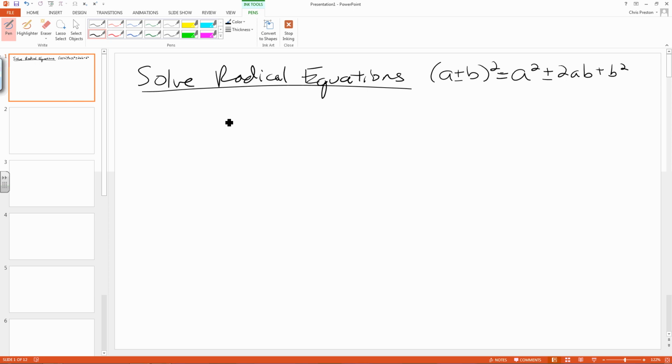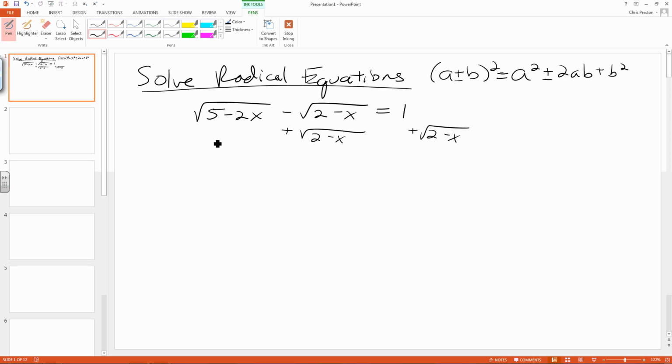So let's say I wanted to solve a problem that looked like 5 minus 2x minus the square root of 2 minus x equals 1. I want to solve that. So when we talked about square roots before, what we said is we need to isolate one of the roots. So I'm going to move this one over so that I get this other one by itself. It doesn't ultimately matter which one you isolate, but I just make the signs work out nicer. I'm going to do it like this.